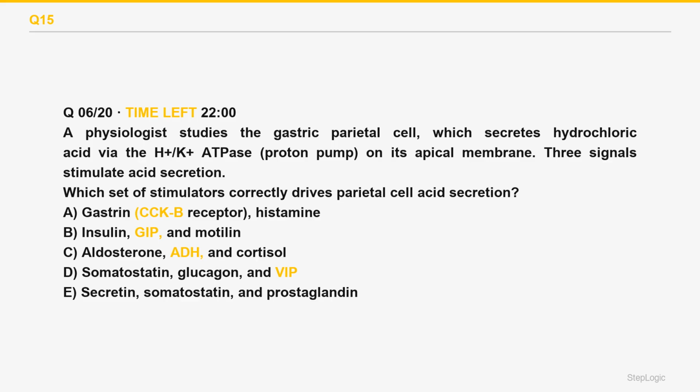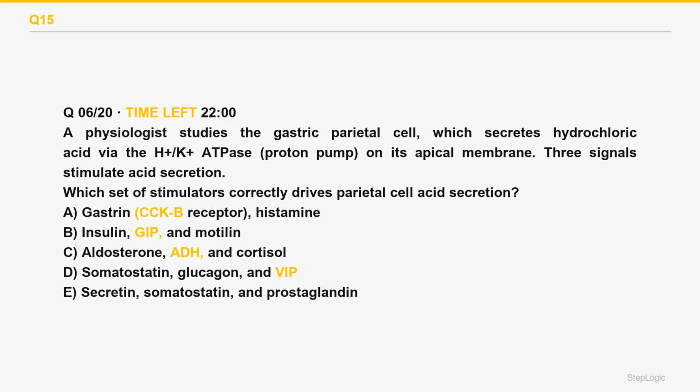Which set of stimulators correctly drives parietal cell acid secretion? A physiologist studies the gastric parietal cell, which secretes hydrochloric acid via the H plus K plus ATPase proton pump on its apical membrane. Three signals stimulate acid secretion. Read the command. Which set stimulates parietal cell acid?